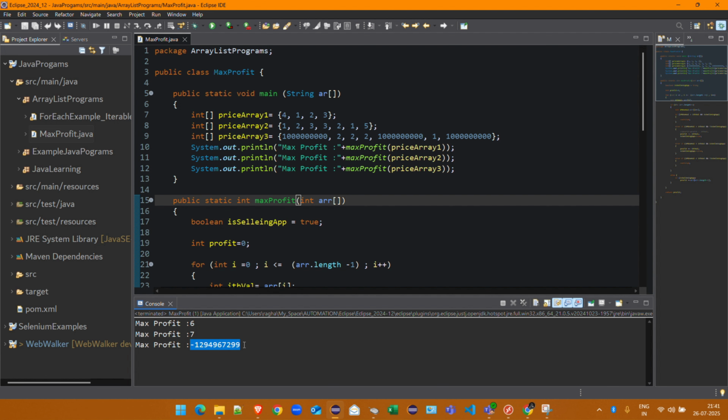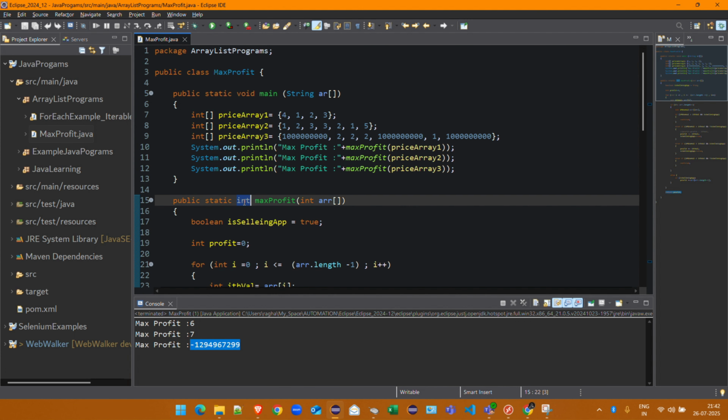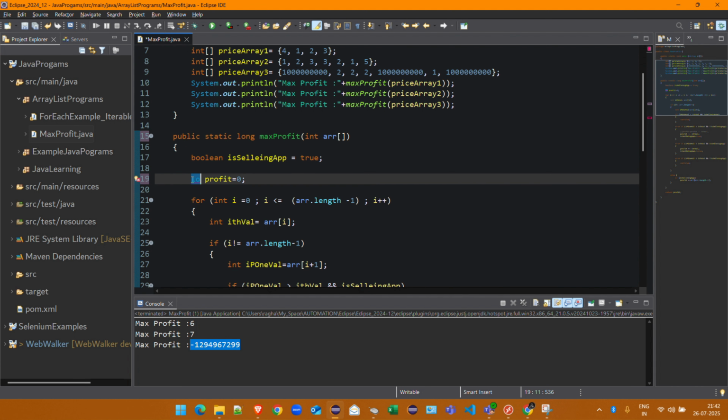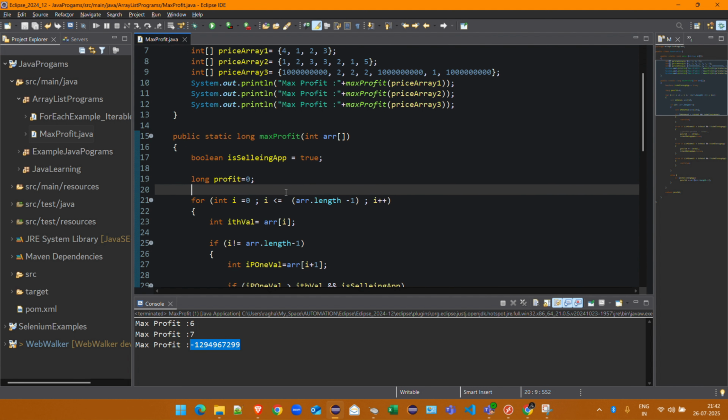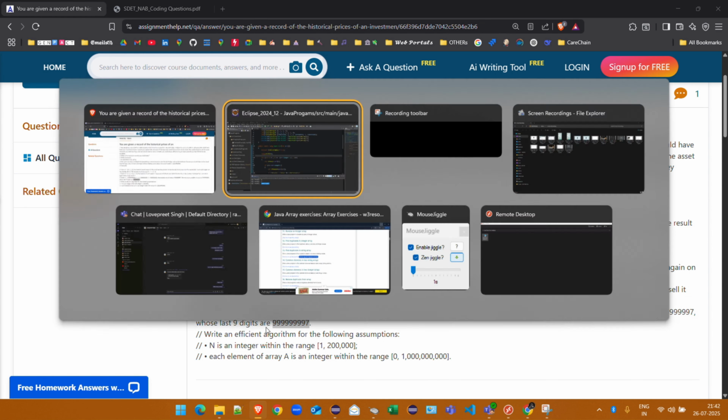Why? Because it is way beyond the size of integer, because there are a lot more digits over here. So what I will do, I will convert it to long first, and this profit to long also, so it would return a long now. Now let us run it again, right? So it is returning the profit 2999997 something. The function should return the maximum possible income, which we are getting, but only its last 9 digits. So we need to get the last 9 digits only.